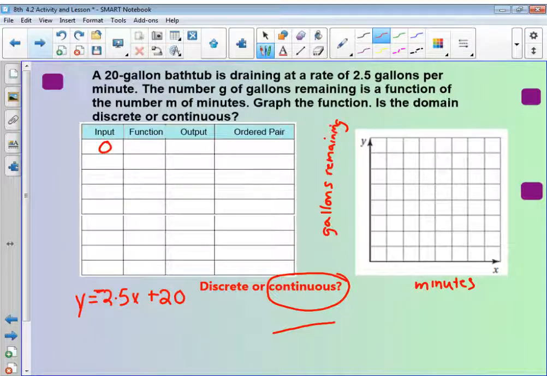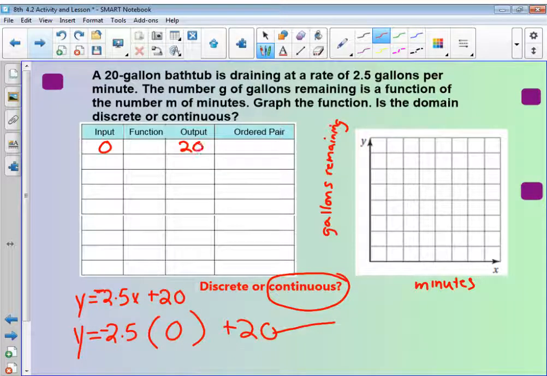Okay, so we're going to substitute in a 0 where the minutes are. I'm writing this really big so it's easier for me to erase. If we put a 0 in there, negative 2.5 times 0 is 0, plus 20. Well, we have 20 gallons remaining. So our ordered pair is over to 0, up to 20. Let's go ahead and do the next one.